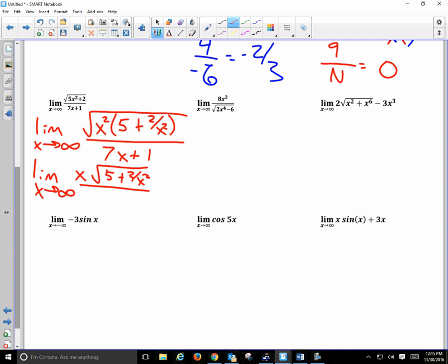What do I factor out of the bottom? You notice the x's go away. 2 over x squared, 1 over x goes away. I get the square root of 5 over 7. Yes, you try the next one on your own.